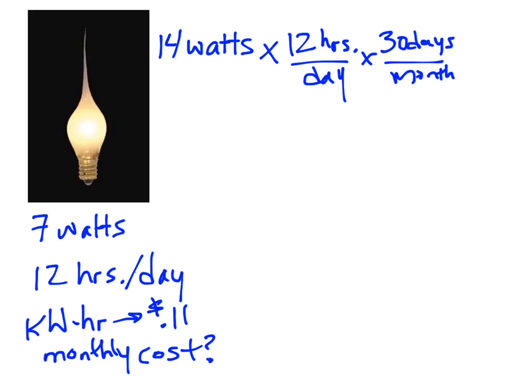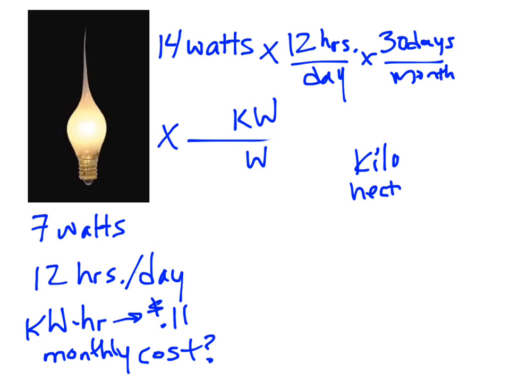If we look at the units right now, I have watts, hours per month. I need to get watts to kilowatts, so I'll go on to the next line and multiply by the conversion factor from watts to kilowatts. Going down the metric chart, kilo, hecto, deca, and then the base unit, watts, I'm going down 3 places, so I need to move the decimal point to the right 3 places. 1 kilowatt is 1,000 watts. Of course, you may know that kilo means 1,000.